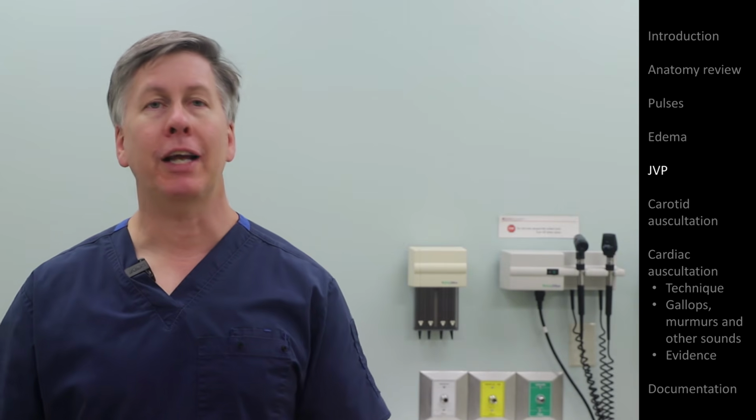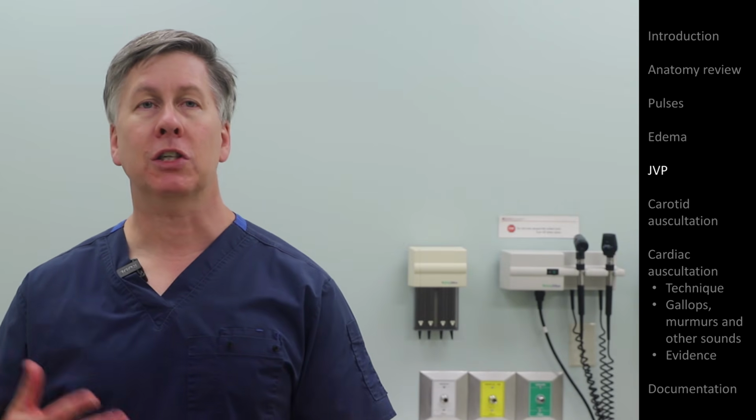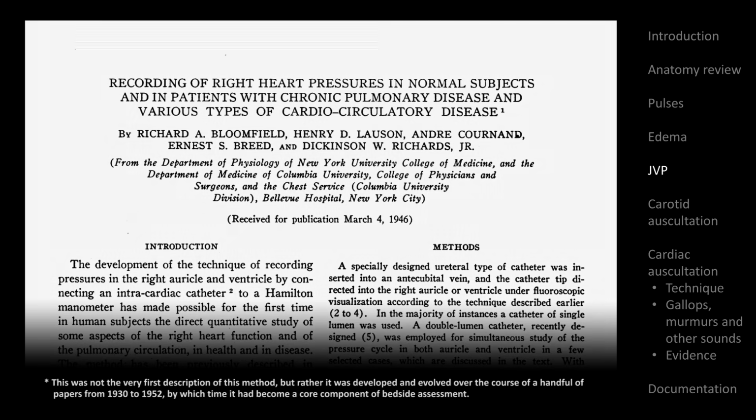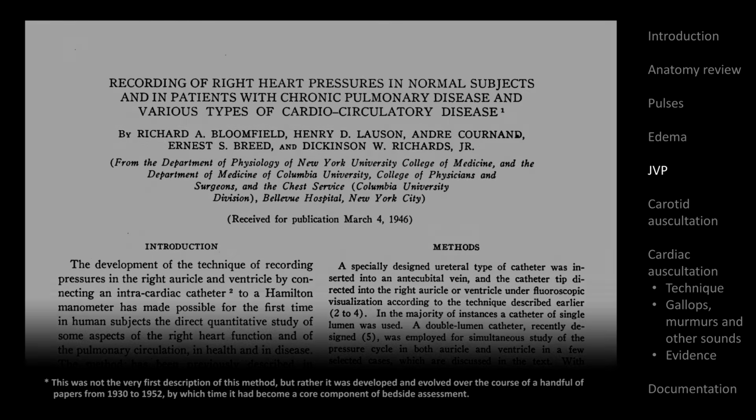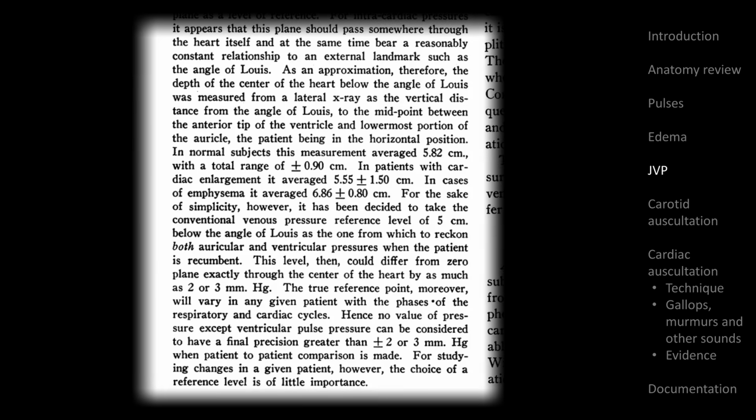Even the sacrosanct 5 centimeters that's added to the JVP is an oversimplification. The assumption that the right atrium is always 5 centimeters below the sternal angle, irrespective of inclination of the patient's torso and irrespective of the size of the patient, is just not true. The original description of this method in a 1946 paper is illuminating. The authors openly adopted the 5 centimeter number for simplicity, and they acknowledged the uncertainties and potential sources of error which many modern physical exam references seem to have forgotten.